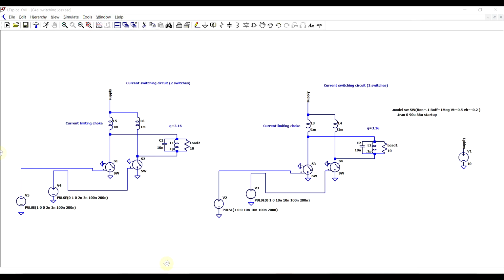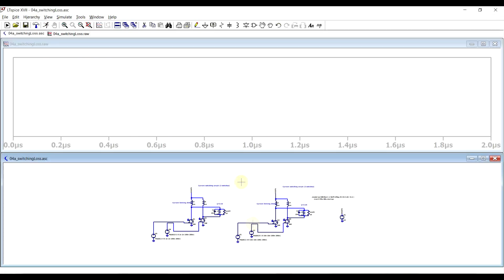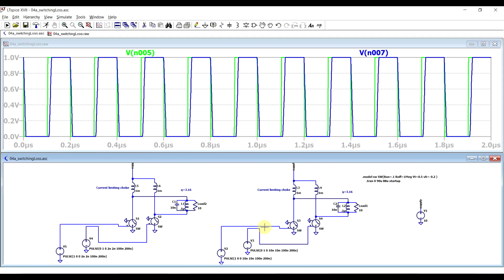To highlight this, I prepared 2 circuits in which the difference is the driving signal. So one has a 2 nanosecond slope, the other has a 10 nanosecond slope, so it's much slower. And the switches are implemented with a negative value for hysteresis, so the transitioning between on and off states is not instantaneous. So if we run the simulation, first of all we can look at the 2 driving signals.